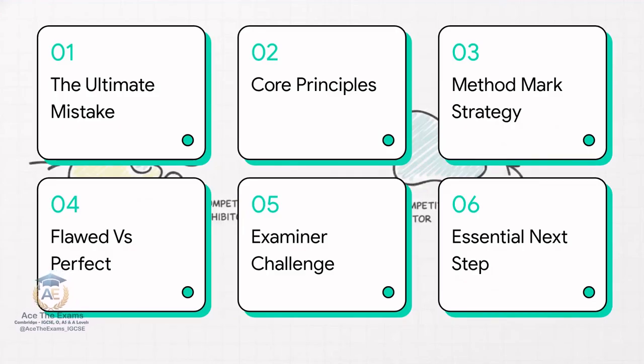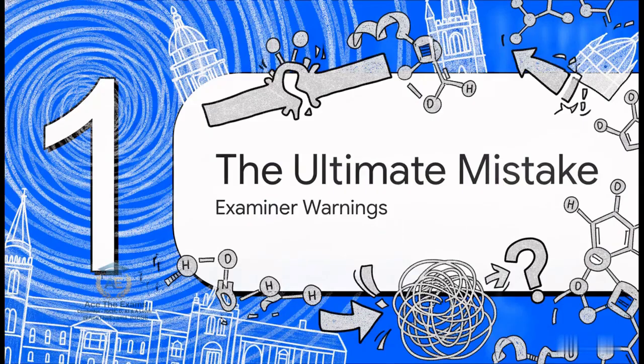Okay, here's our game plan for today. We're covering 1. The ultimate exam mistake. 2. Inhibitors, core principles. 3. The method mark strategy. 4. Flawed versus perfect answer. 5. An interactive examiner challenge. And 6. The essential next step.